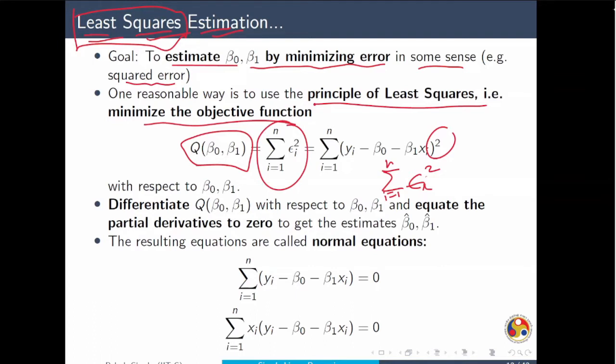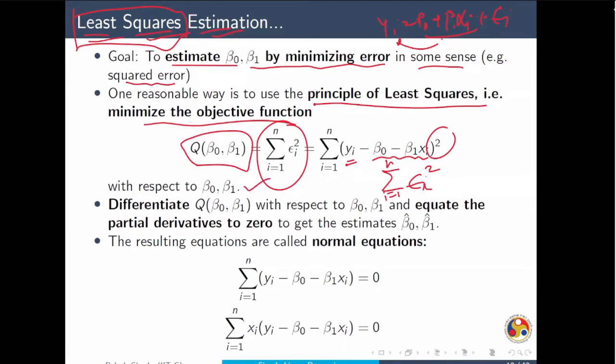And what is my epsilon? Epsilon is the difference between yi, the outcome variable, and the way I am modeling. So this is clear from yi equal to beta naught plus beta 1 xi plus epsilon. So this quantity here is the error, and you are taking a square. So with respect to beta naught and beta 1.